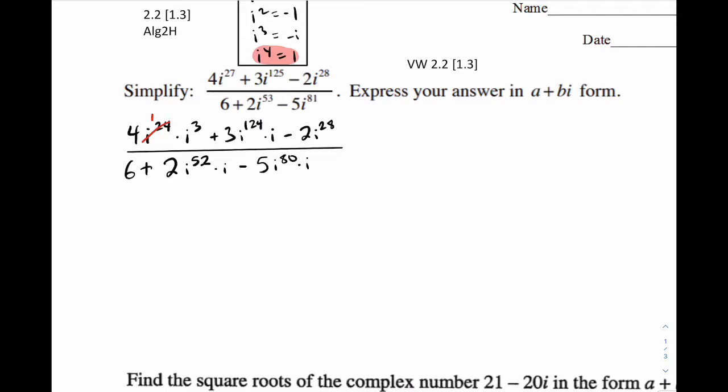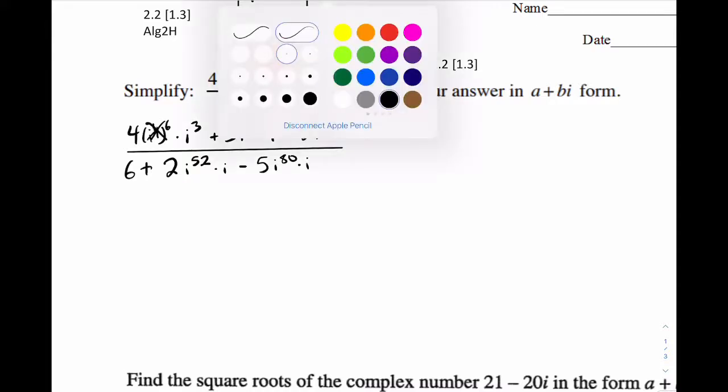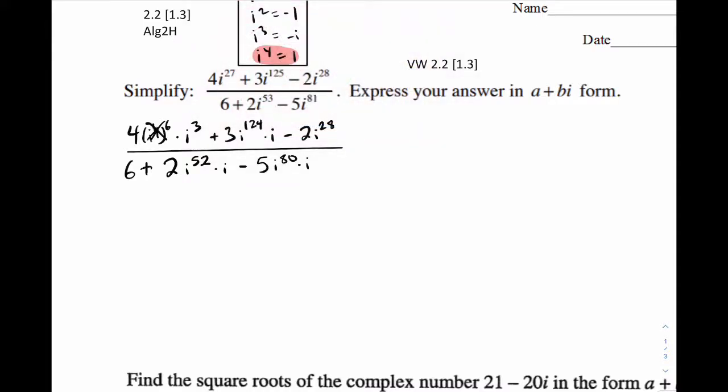And again, if you're wondering how I made this thing 1, think of i to the 24th. You can think of it like this: i to the 4th to the 6th power. So that makes it more apparent. This is 1, and 1 to the 6th is still 1. So all of these i to the power multiple of 4, just cross them out, they're 1. Now we simplify.